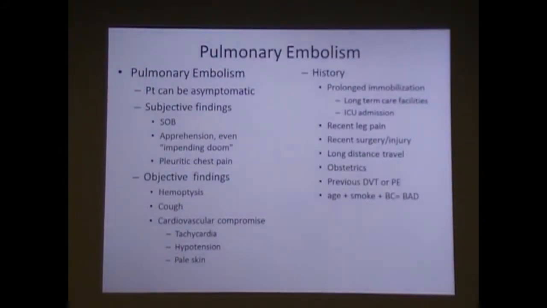Kind of histories that give you a high index of suspicion when you're dealing with patients: any kind of long-term immobilization, if they've been in the ICU recently, long-term care facilities, any leg pain. Recent surgeries are huge. Generally, I think it's like 8 days out is what I see anecdotally. Long distance travel. Obstetrics, I didn't really think about this one until I was doing a little research, but it makes sense. They have such a huge increase in blood volume that obstetrics is high. Anyone that has a previous DVT or PE history is definitely prone. Hopefully they have an IVC filter in.